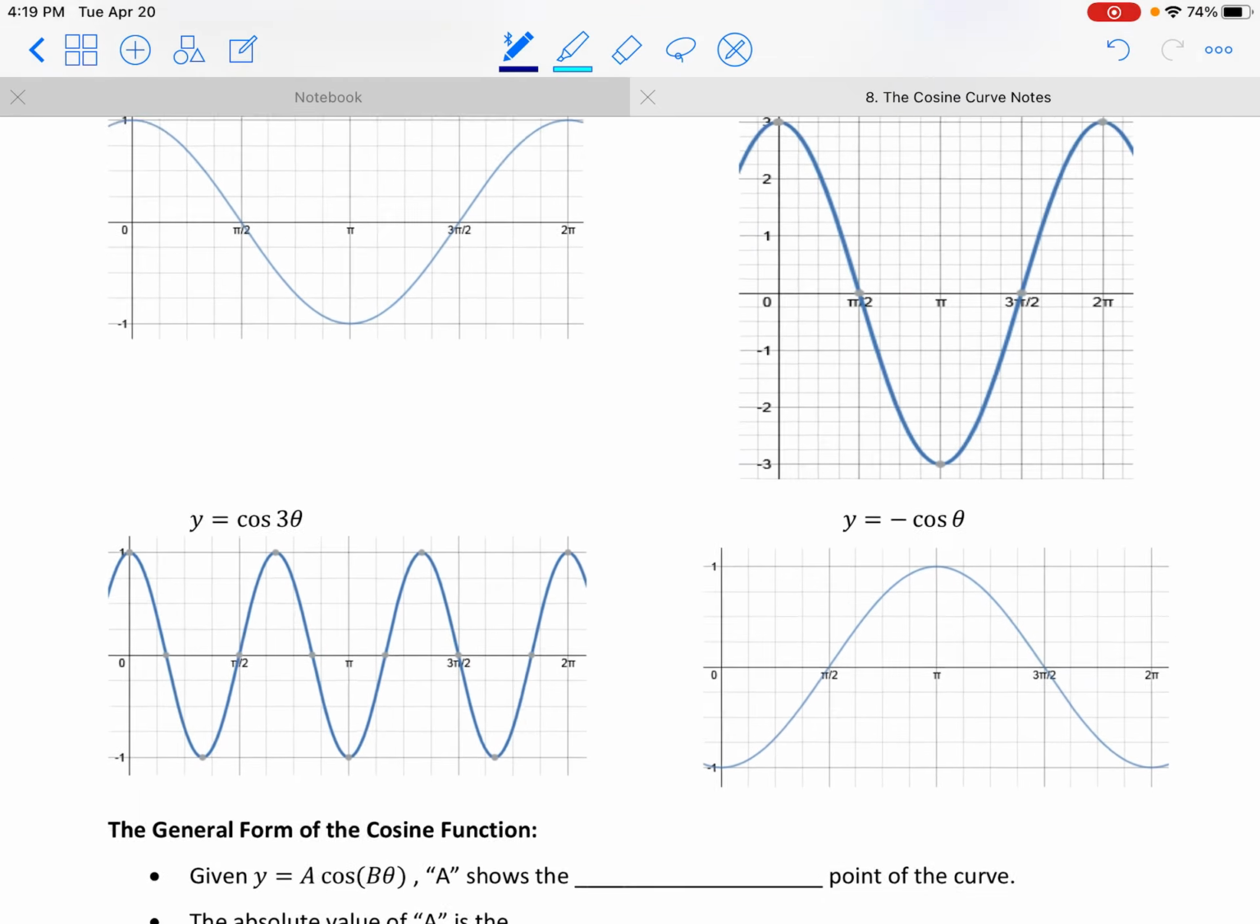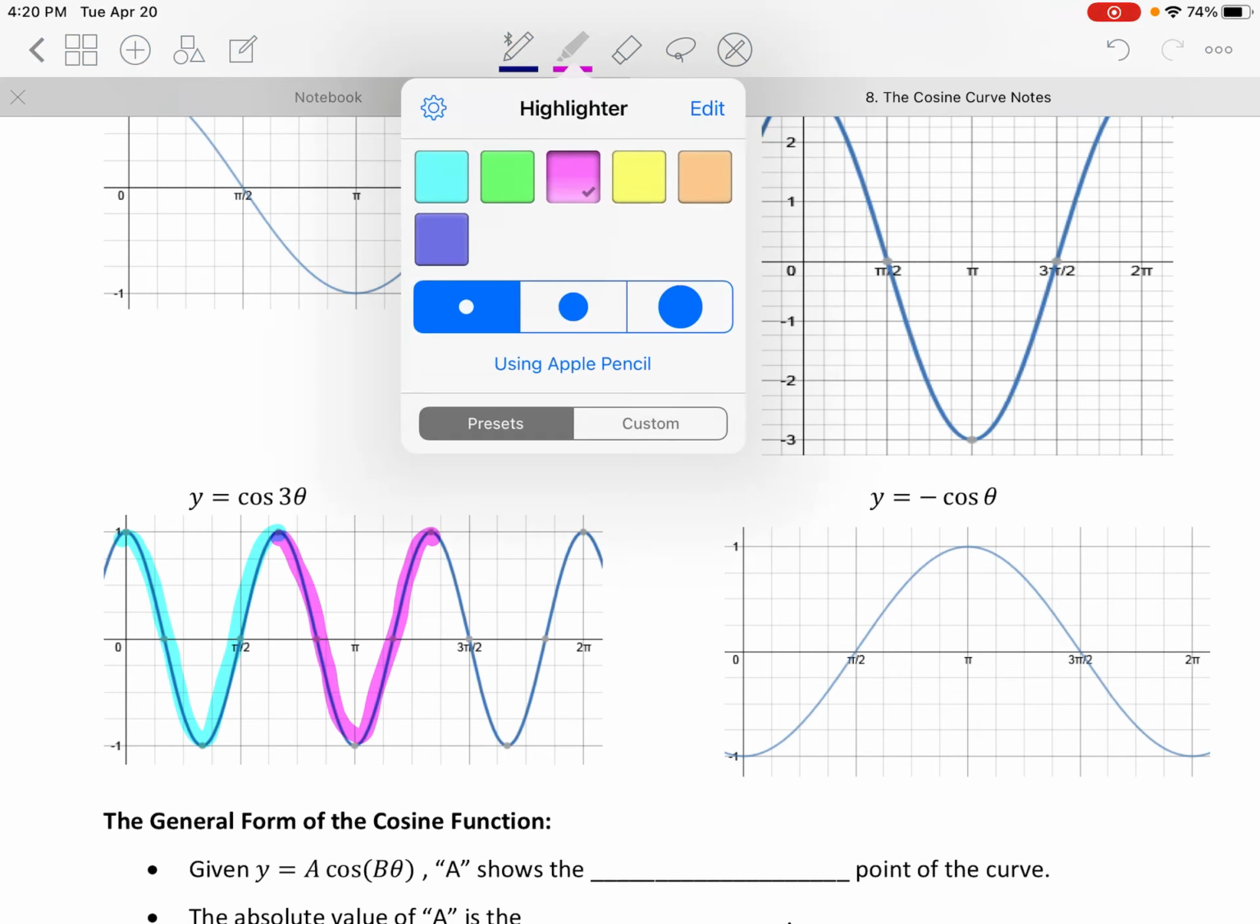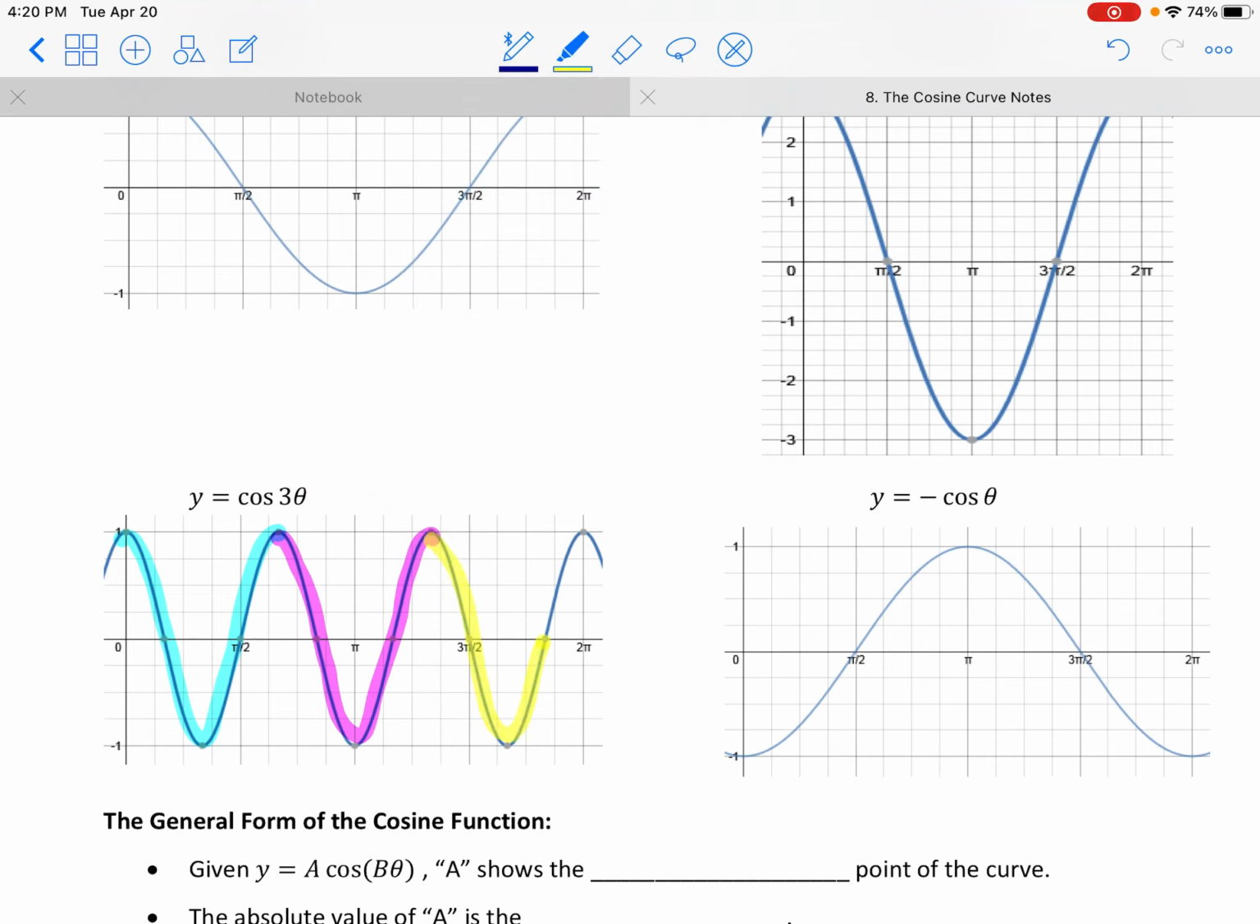If we put a 3 in here, that's a horizontal compression of the graph. And what we see happen with the horizontal compression is, well, we've got one cycle here, and then we have a second cycle here, and then we have a third cycle here. So this horizontal compression changes the number of cycles from 0 to 2 pi. So 3 cycles from 0 to 2 pi.